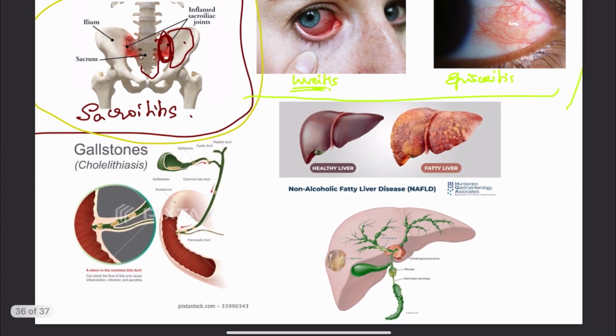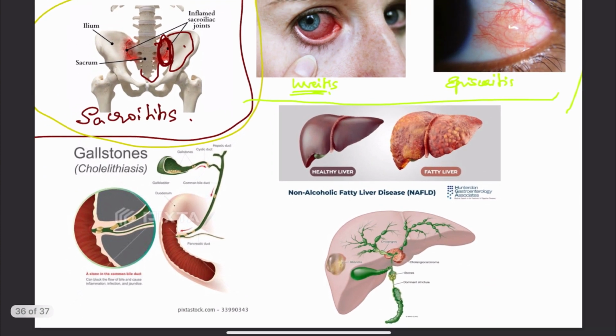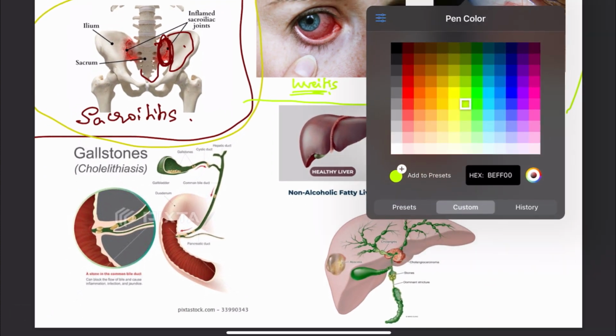Now coming to liver manifestations, we have gallstones, which is nothing but cholelithiasis.